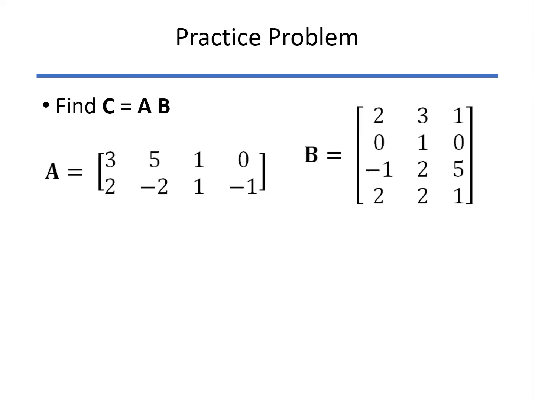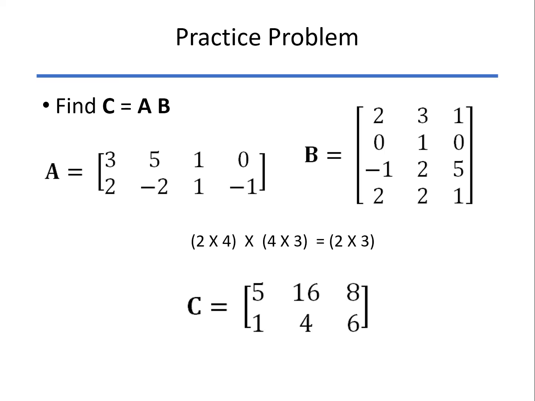All right, with that little review, let's look at a practice problem where we want to multiply matrix A by matrix B. First of all, let's see that A is a 2 by 4, B is a 4 by 3, so the 4s match, that's okay. And so our final answer is going to be an array that is a 2 by 3. So there's the answer, and let's show how we would do that in Excel.